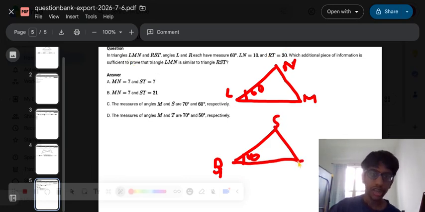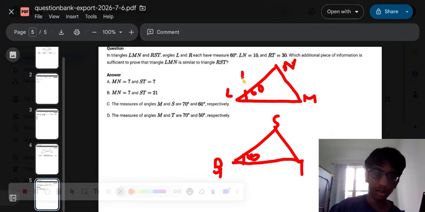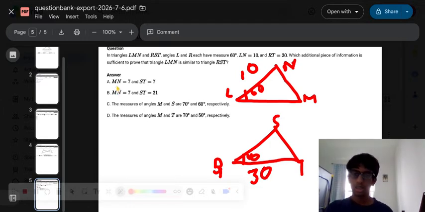Say it says LN is equal to 10 and RT is equal to 30. So let's look at our answer choices. We have MN is equal to 7 and ST is equal to 7. Does this work?